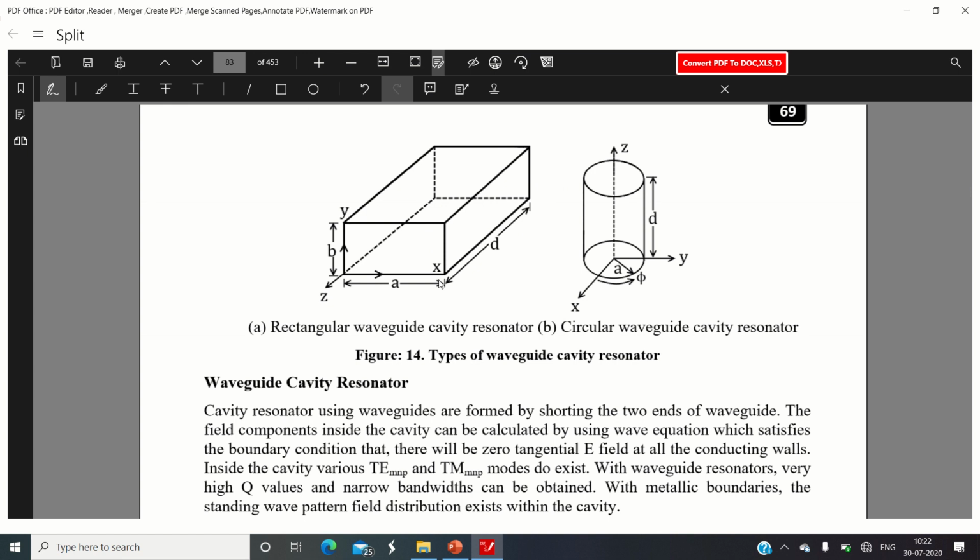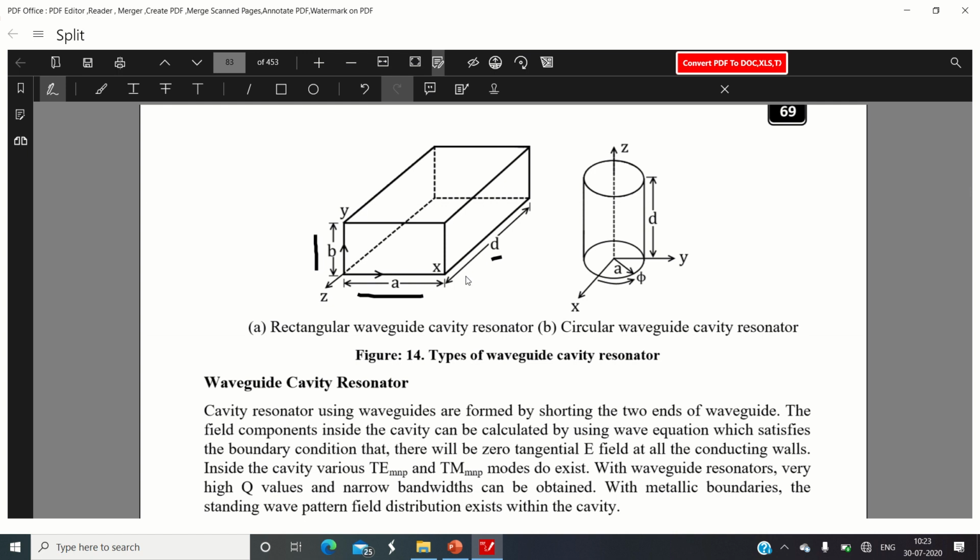In a rectangular waveguide, the z direction is normally considered to be infinite in length. When that infinite length along the z direction is truncated, limited to a certain distance given by d over here, it becomes the resonator circuit. The two dimensions are already fixed: the width along x, and the height along y.